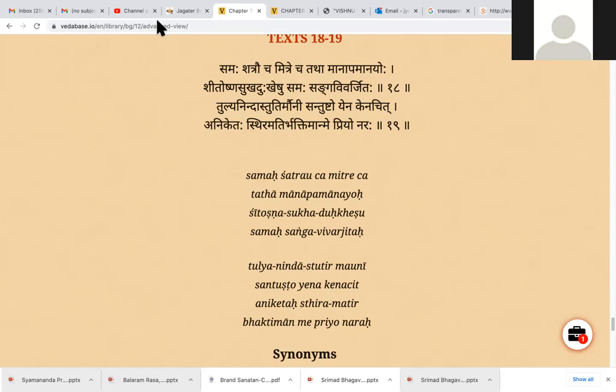Can you say sthira matir? Aniketa sthiramatir. Yes, sthira. Sthira means firmness, to be steady. Yes, sthira matir. Very nice, Mataji. Thank you. Thank you, Shruti.